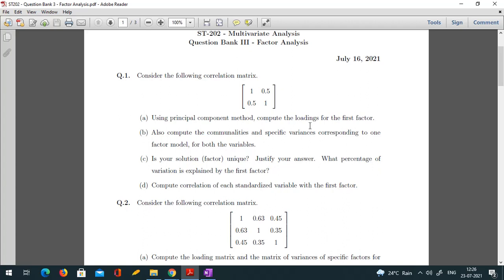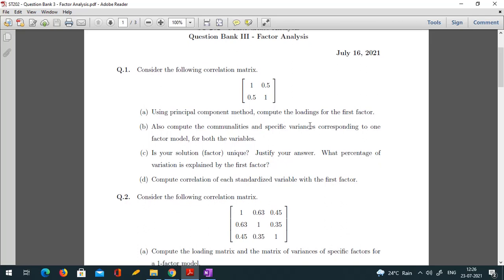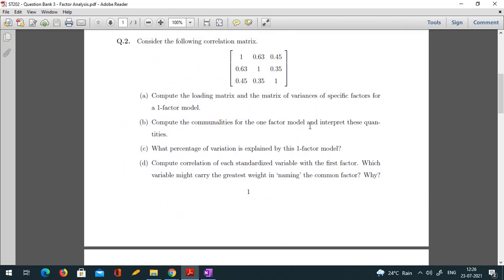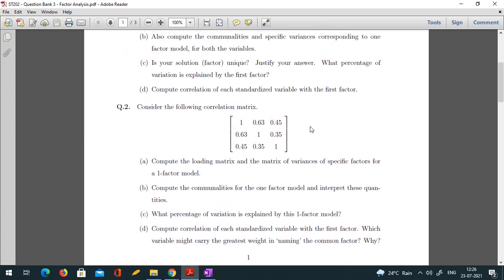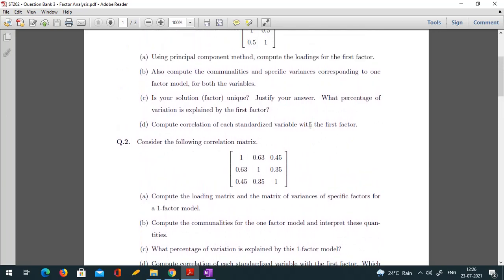Compute correlation of each standardized variable with the first factor. You have formula for correlation, right? We have studied in theory. Formula for correlation of factor with variable. Am I right? Yes, ma'am. D to the power minus 1 by 2 into Q of y, right? Yes, correct. So, not y, x I think. Y was when we studied invariance. So, x. Yes, ma'am. Correct. So, I don't think there is anything else in question 1. Any other doubt in question 1?